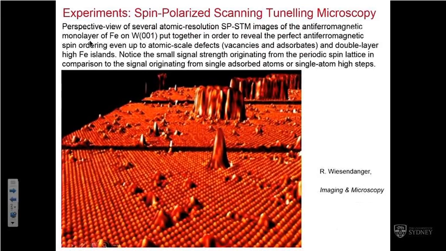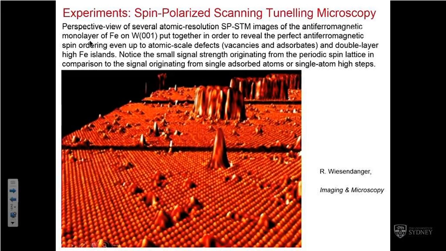More experiments, which are really nice as well, again from the Wiesendanger group. Spin polarized scanning tunneling microscopy. Who knows about scanning tunneling microscopy? Yeah, it's a really big field. It's one of the best ways to find the atomic structure of a surface, usually combined with theory, because often what they see, such as here, they don't really know what everything corresponds to.